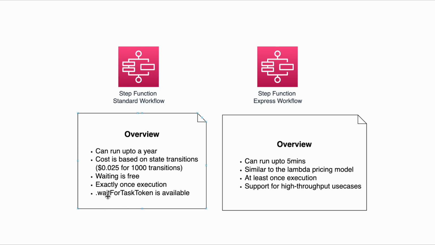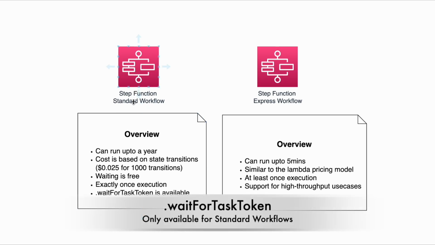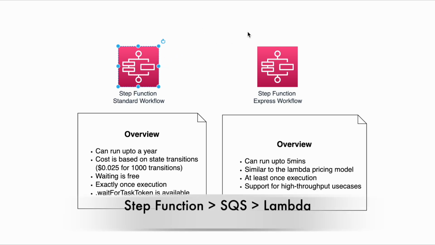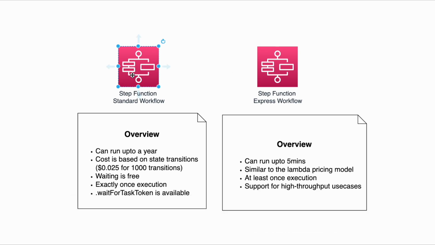Next, we also have the wait for task token feature available for a Step Functions standard workflow. What does this mean? Let's imagine our Step Functions standard workflow needs to put a message into an SQS queue and wait until this message is processed by another consumer. Let's say it could be a Lambda function and so on. Once this is processed, it only then continues to the next step. In this case, we can use the wait for task token feature.